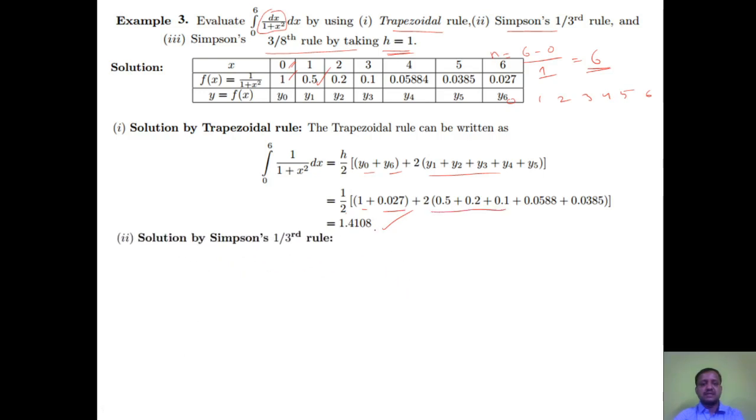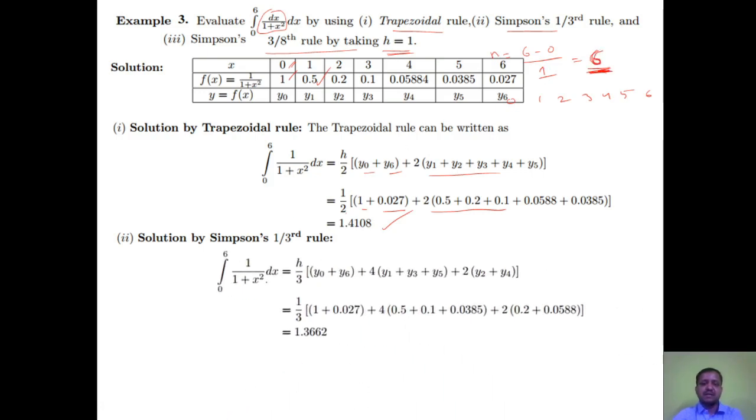The next is Simpson's 1 by 3rd rule. Is Simpson's 1 by 3rd rule applicable, yes or no? You need to verify using the restriction for Simpson's 1 by 3rd: the number of intervals must be even. Here the number of intervals is 6, therefore the 1 by 3rd rule is applicable. The formula is h by 3 times first term plus last term plus 4 into odd, 2 into even. According to the data you can substitute and evaluate, and you will get this.